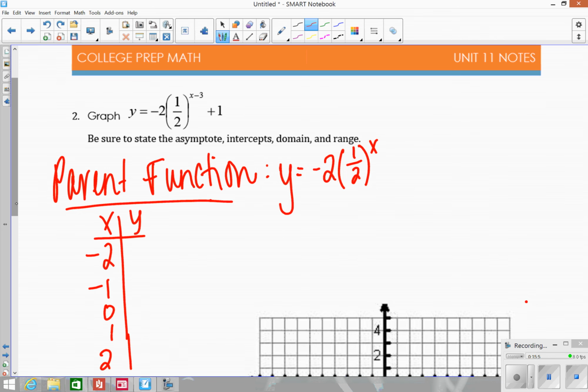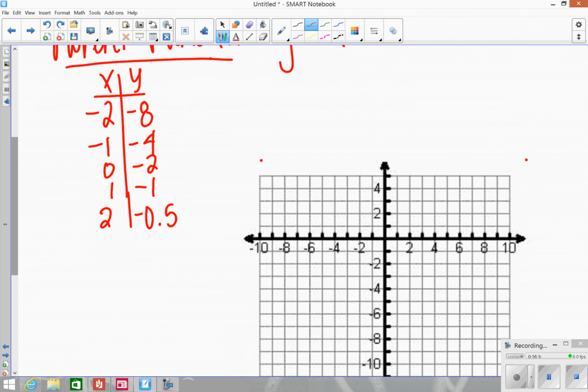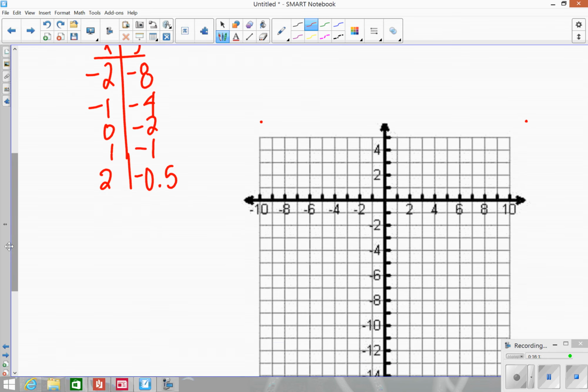And I put in these numbers for x in my calculator. I get out -8, -4, -2, -1, -0.5. And again, we're seeing that this graph is in the negative numbers only because that negative outside of 2 was flipped. So now when I go to graph this, I have -2, -8, -1, -4, 0, -2, 1, -1, 2, -0.5.